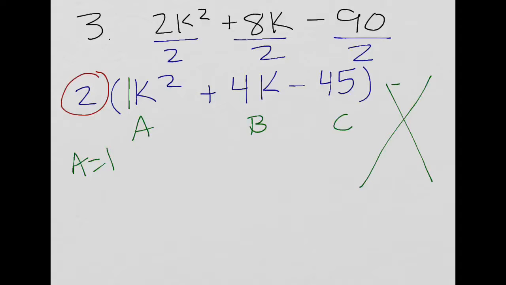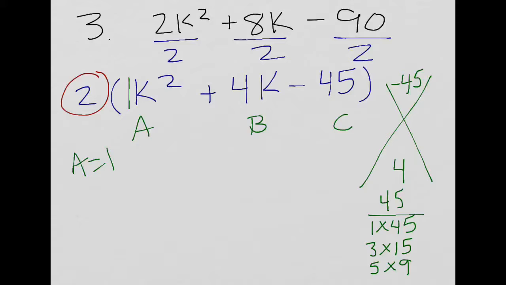So 1 times negative 45 is negative 45. I'm looking for a difference of 4. So you can either use your calculator or think about this. My choices are 1 and 45, 3 and 15, 5 and 9. And I'm looking to get 4. And that's not going to happen with 1 and 45. It's not going to happen with 3 and 15, but it can happen here.